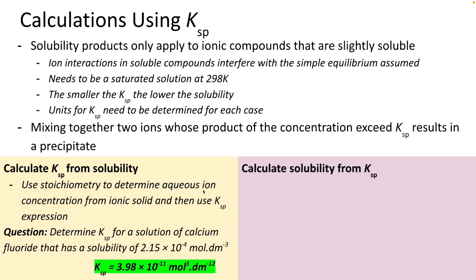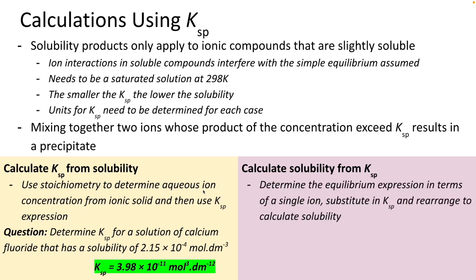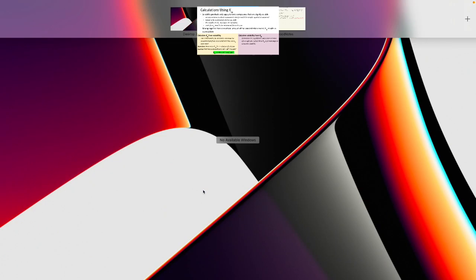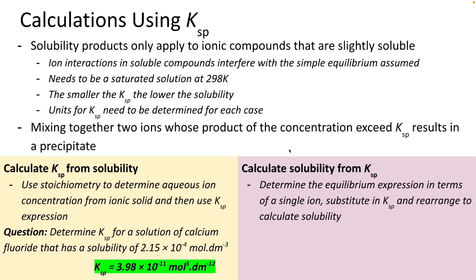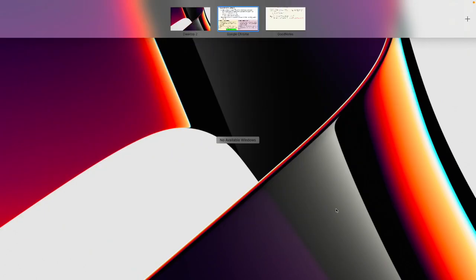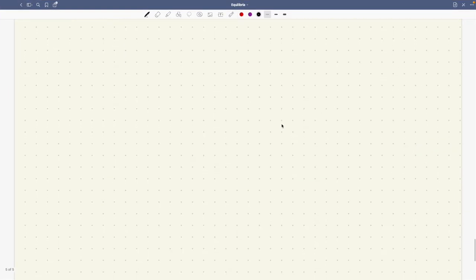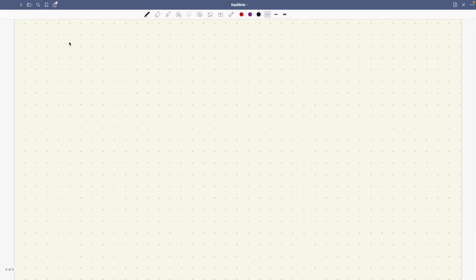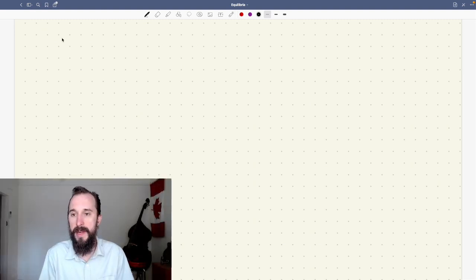Let's say we wanted to calculate the solubility, but we're given the Ksp value. What would we do in this case? Determine the equilibrium expression in terms of a single ion, substitute in Ksp, and then rearrange to calculate the solubility. So let's have a talk about what we can do here with an example. Determine the concentration of silver ions in a saturated silver carbonate solution where we're given the Ksp value. So let's go ahead and write the equilibrium that's been established.